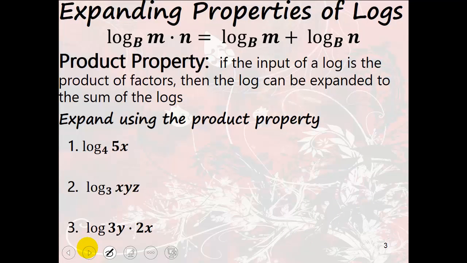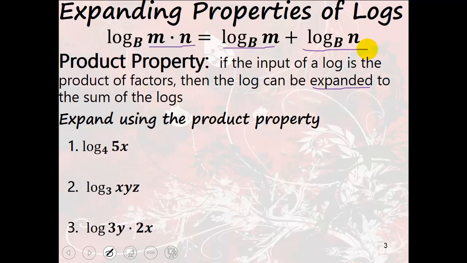So expanding properties of logs, there's 3 of them. The first one we're going to talk about is the product property. And notice what's happening is that my input is the product of factors, in this case m times n. So if my input is a product of factors, then I can expand this log to be the sum of those two logs, log base b of m plus log base b of n. It stems out of when you exponentiate, or within an exponent position, if you multiply like bases, then you add the exponents, okay?